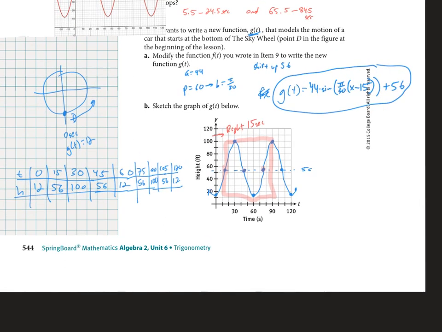This is not the only way to write this function. You could actually write it with a cosine. So there's a little bit of extra challenge for you if you want to write it with a cosine. I'll reveal that in 5 seconds if you want to try it yourself.